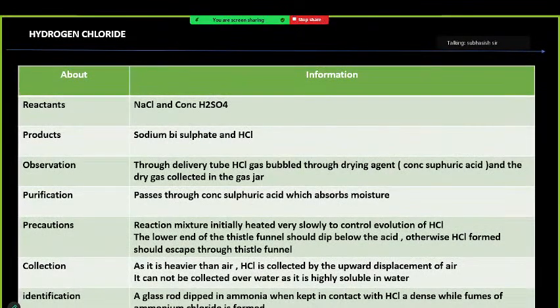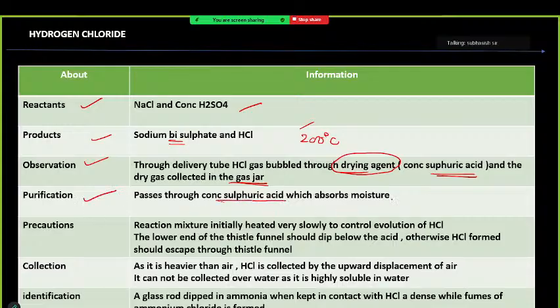Here is some important information for this method. Which reactants are used? Sodium chloride and concentrated sulfuric acid. The product is sodium bisulfate because a temperature around 200 degrees Celsius is used. That's why bisulfate is formed. Observation: the delivered hydrogen chloride gas is bubbled through a drying agent. Here concentrated sulfuric acid is used as the drying agent, and the gas is collected in the gas jar. For purification, it is passed through concentrated sulfuric acid, which absorbs moisture.